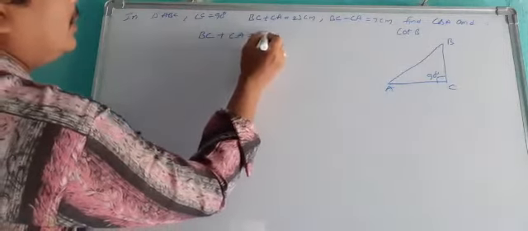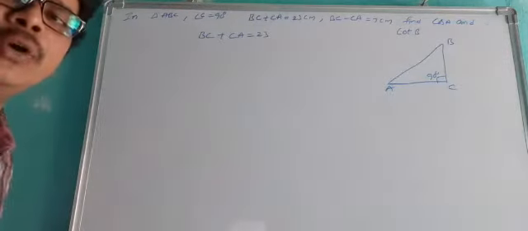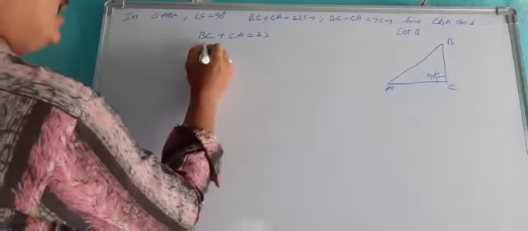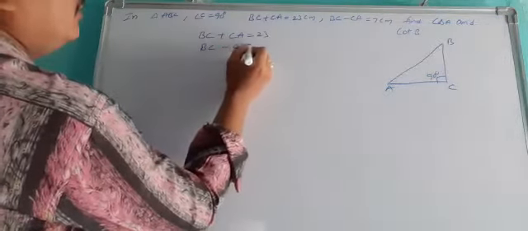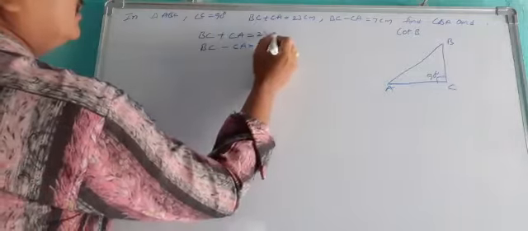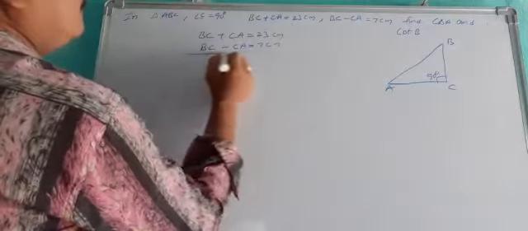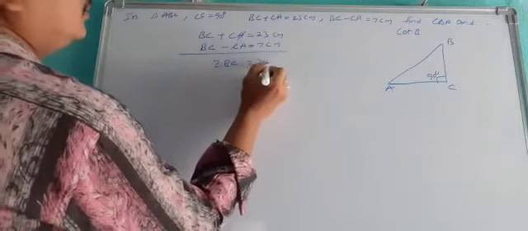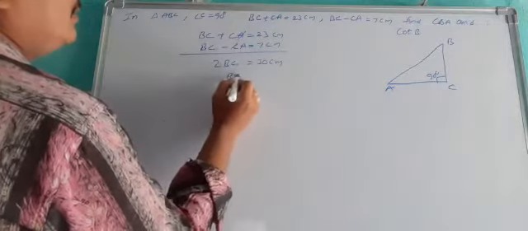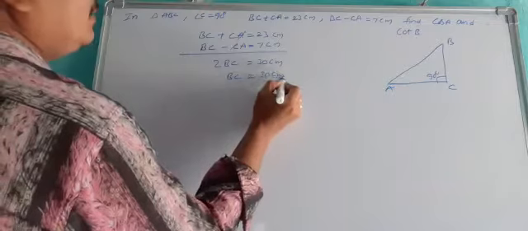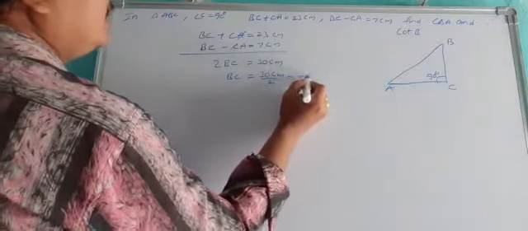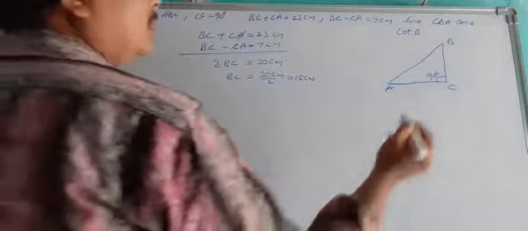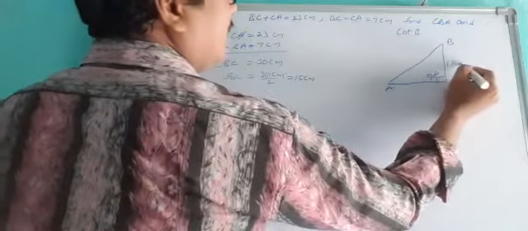BC plus CA equal to 23 centimeters, and BC minus CA equal to 7 centimeters. Okay, solve them. Add them. So 2BC equal to 30 centimeters. BC equal to 30 centimeters by 2, that equal to 15 centimeters. Okay, so BC equal to how much? 15 centimeters.